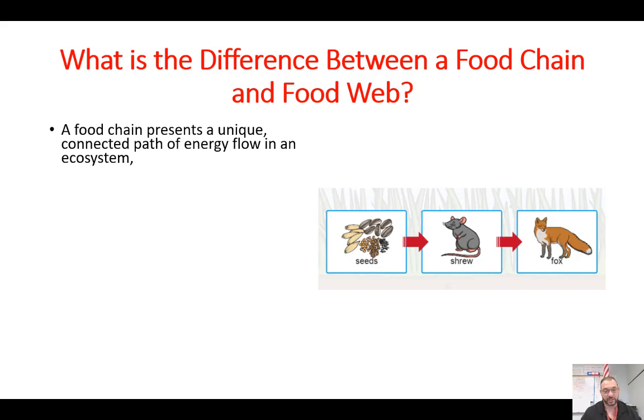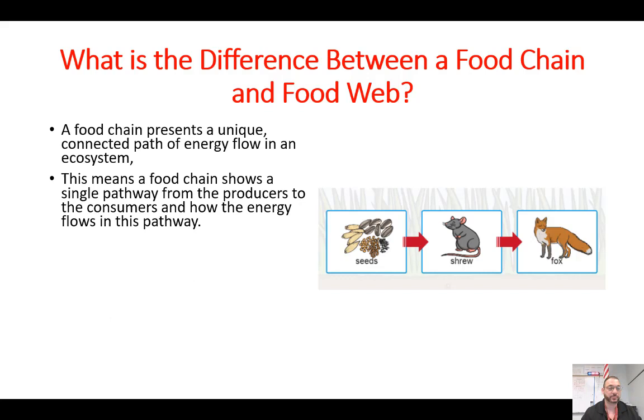So the energy starts out in the producer, it's consumed by the shrew, and then the shrew uses that energy to grow and to do things. And then the fox eats the shrew and takes that energy and converts it to the ability for it to grow and for it to have the energy to do various activities. This means a food chain shows a single pathway from the producer to the consumer and how the energy flows in a pathway.